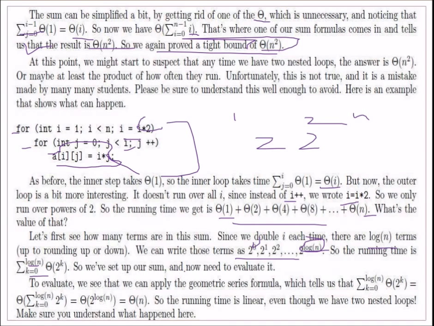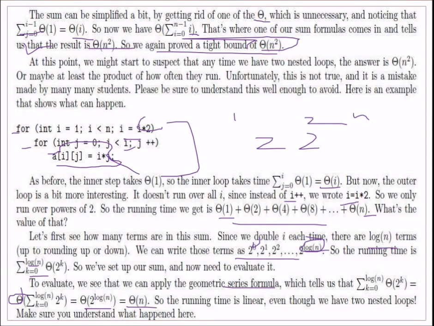So we have to set up the sum and we need to evaluate it now. How? We see that we can apply the geometric series formula easily. So k equal to 0 to log n of theta of 2 to the power k. To evaluate, we use this theta 2 to the power k, from 0 to log n. This is nothing but 2 to the power log n, which is order of n. So the running time comes to linear.